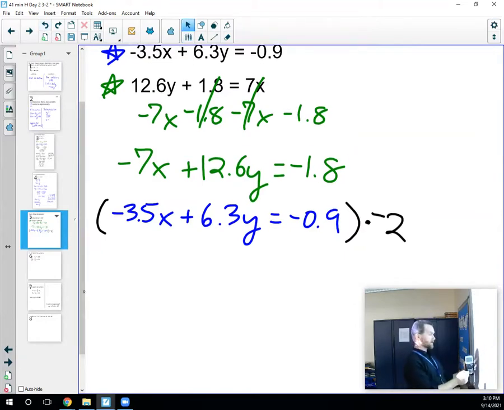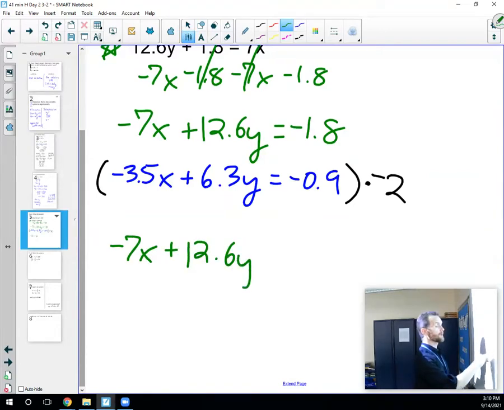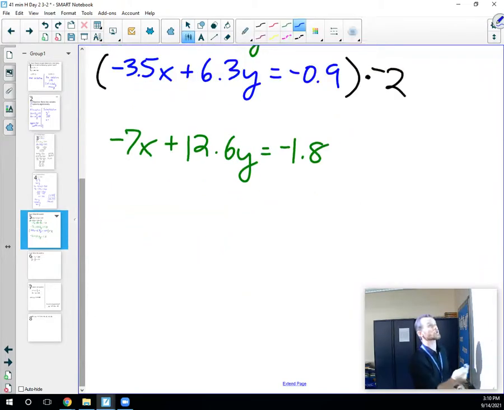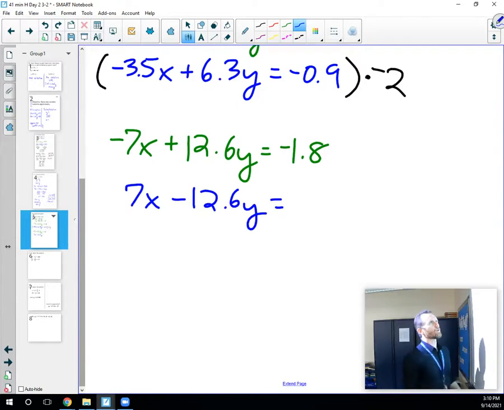So let me scroll down a little bit more. The green equation stays the same. It's still negative 7x plus 12.6y equals negative 1.8. But the blue equation now changes when we distribute that negative 2 in. So negative 2 times negative 3.5 is a positive 7x. Negative 2 times positive 6.3y is negative 12.6y. Equals negative 0.9 times negative 2, that's a positive 1.8.